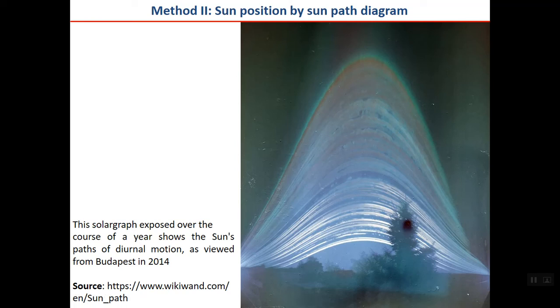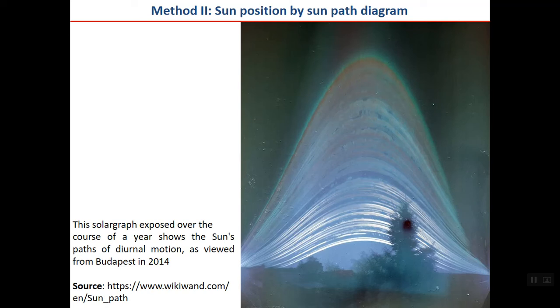It is the sun path diagram. Sun path diagram is the apparent path of the sun in the sky. This interesting and nice picture is a solar graph exposed over the course of a year, showing the sun path of diurnal motion as viewed from Budapest in Hungary, and you can see these are the sun paths during the year. The lowest one, as you may remember from last week's lesson, is for 21st or 22nd of December, and the highest one here is for 21st or 22nd of June.